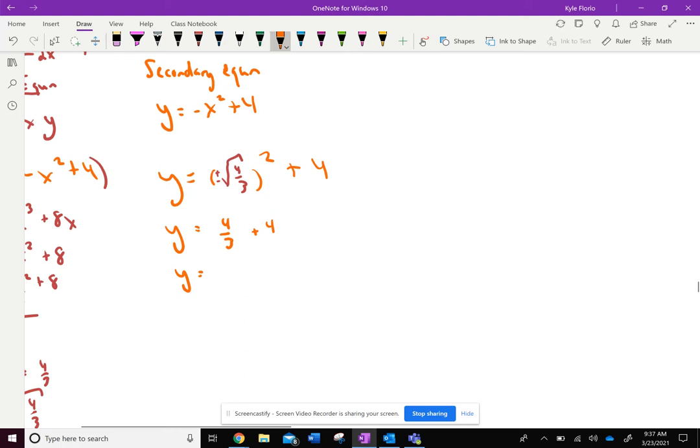So I did forget one thing. There's going to be a negative. That negative is going to carry over. So 4 is the same thing as 12/3. So 12 thirds minus 4/3 is 8/3. Or what's 8/3? About 2 2/3. Yeah. Or 2.66666 repeating.